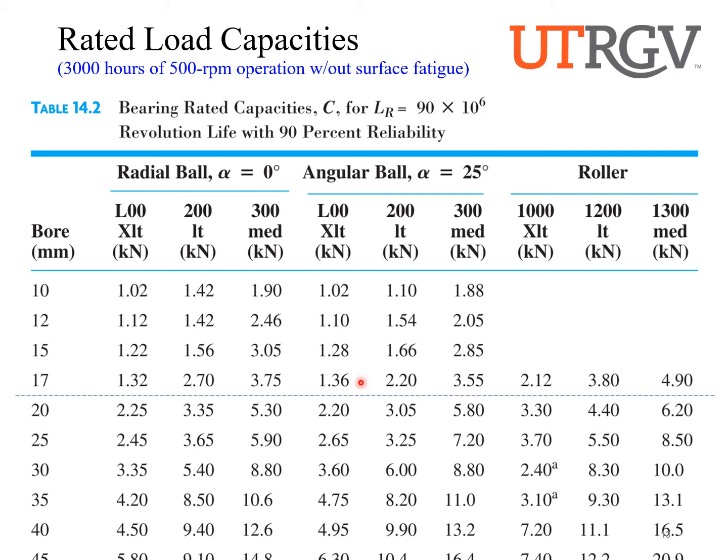So what they're telling us here is any one of these bearings can take that set load. For example, a radial ball bearing with a 20 millimeter bore diameter can take 5.3 kilonewtons of load. And it can handle that for 90 times 10 to the 6 revolutions, which is roughly about 3,000 hours of continuous 500 RPM operation without any surface fatigue.